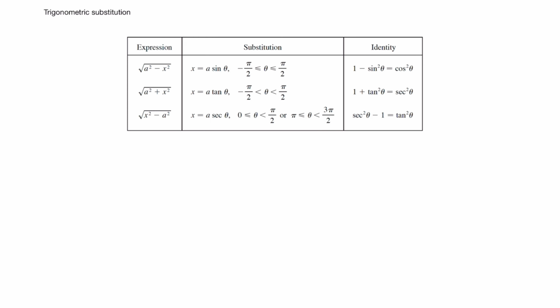Although I gave you a table, I don't really want you to memorize it. We'll talk about why we choose each substitution and why we need each of the conditions here. First, let's start with the square root of a squared minus x squared.